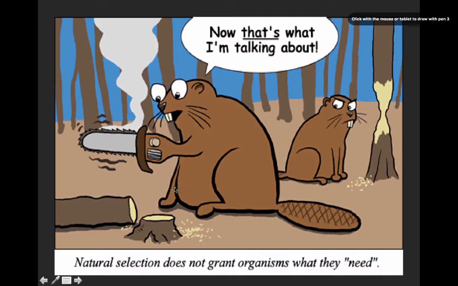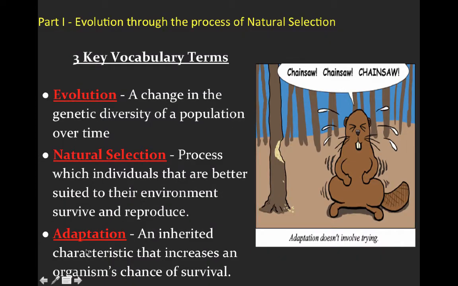What I wanted to look at first was a quick look at a common misconception of what people think natural selection and evolution is. It says Beaver here, and he's got a chainsaw hand. He's saying, no, that's what I'm talking about. The idea here is really important, right? Natural selection does not grant organisms what they need. It's not born necessarily out of a wish. This is a complex process that happens over time if a specific set of circumstances unfolds.